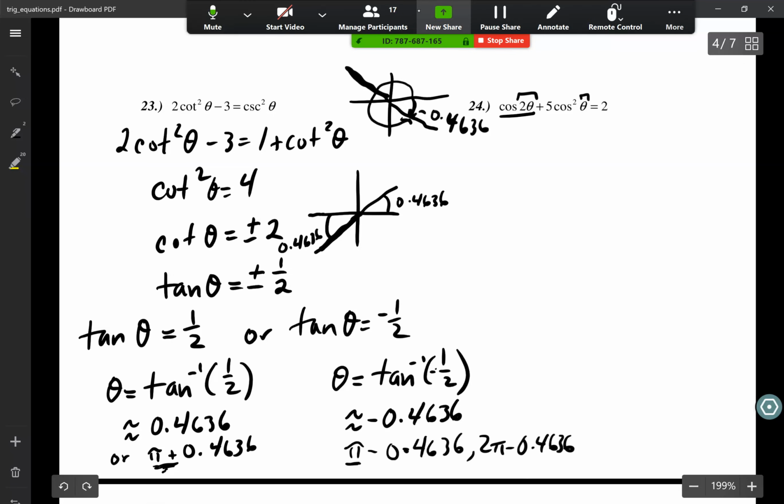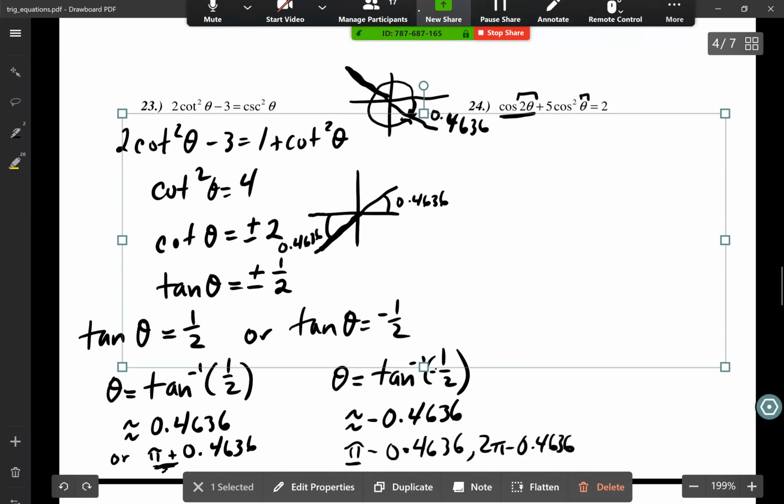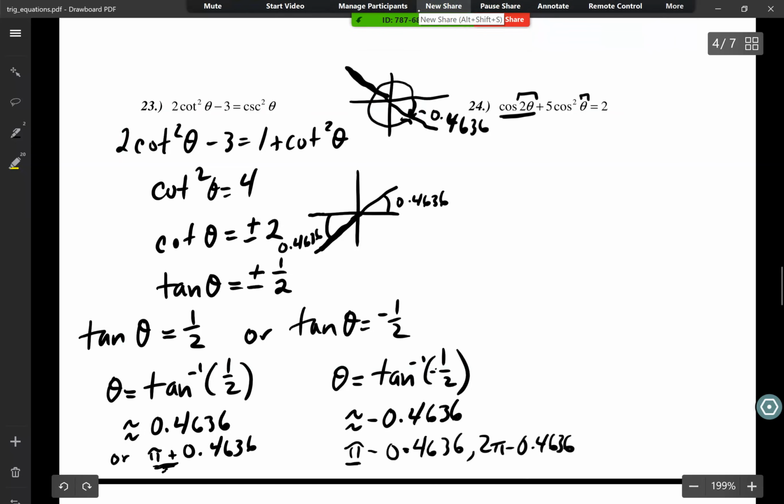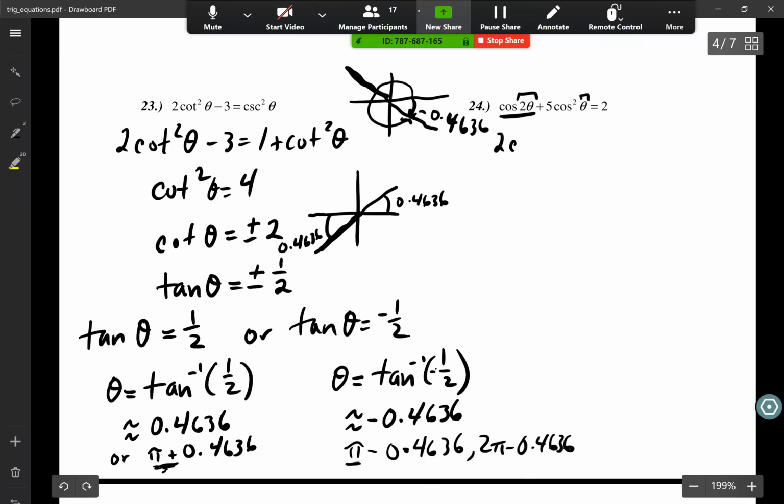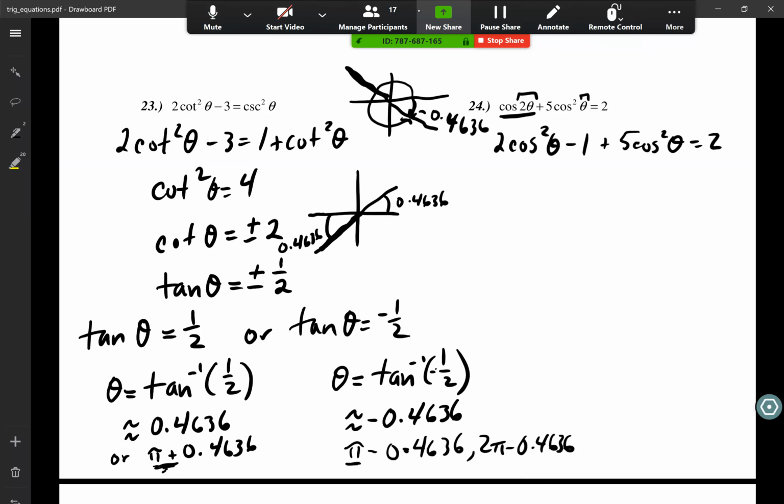Luckily, we know an identity to replace this cosine of 2 theta with. We actually have 3 of them. But remember, if we're going to factor, we want to make sure that we have the same trig function all the way through. So for this one in particular, I want to replace it with 2 cosine squared theta minus 1, so that I end up with the same trig function with the same argument.